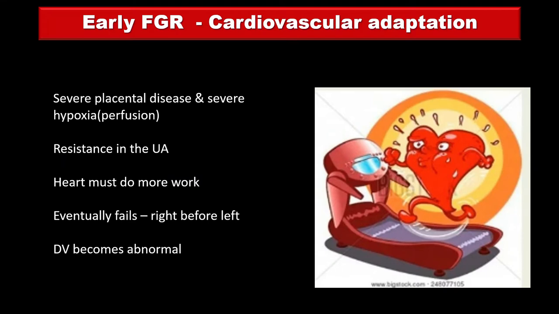Cardiovascular adaptation and brainstem suppression. So in early FGR, cardiovascular adaptation is happening. There is severe placental disease and severe hypoxia because of perfusion defect. There is high resistance in the umbilical artery, which is draining blood into the placenta and faces resistance from the placenta. The heart must do more work as it has to push against the higher resistance of the placenta and the umbilical artery. And eventually the heart fails.